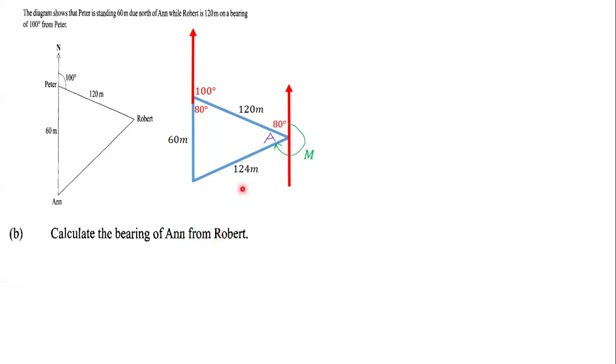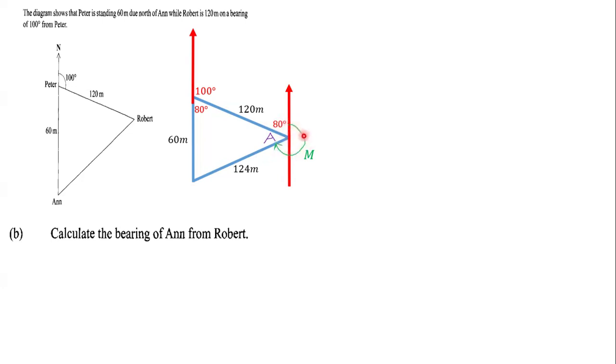If I know what this angle is, I already know what this angle is. If I add these two together, 80 and A, and take that sum and subtract it from 360, then I should be left with the bearing of Anne from Robert. I should just be left with this particular angle. So our goal is to find out what angle A is, add it to 80, and then take that sum and subtract it from 360 degrees, and that's going to give me this bearing.